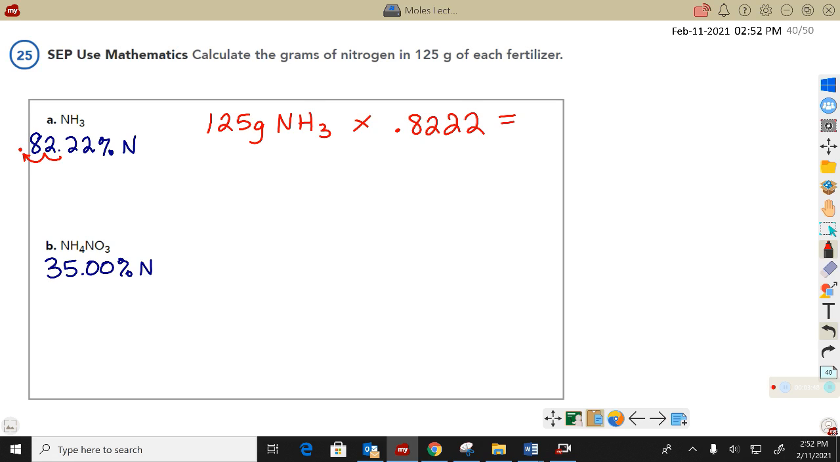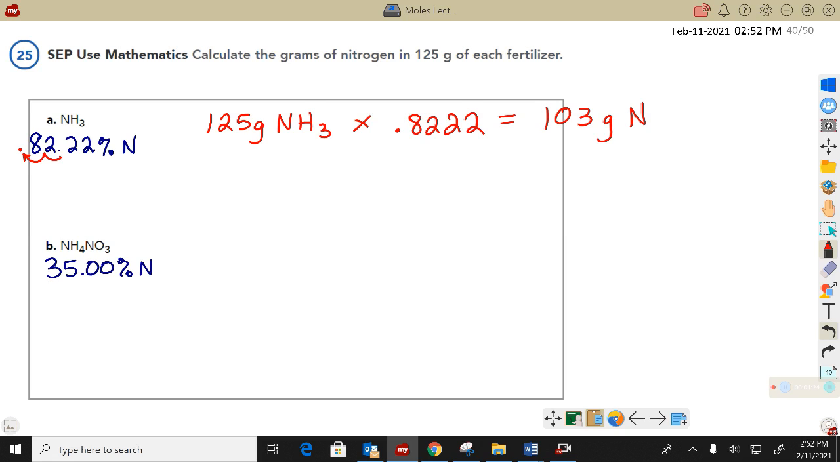Boom, done. Just take that sample and multiply by your percentage, but use it as a decimal. That makes sense, right? 125 times 0.8222, and I'd be looking at about 102 point, I don't know. I might just leave it as 103. The original number that I was given was just a whole number, 125, so maybe I'll just leave this as 103 grams of nitrogen. I think that's the quickest way to find the amount of mass coming from one particular element in a sample.